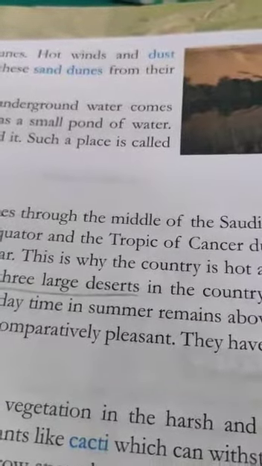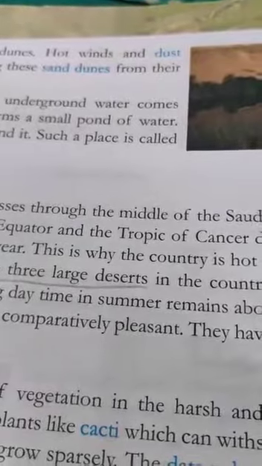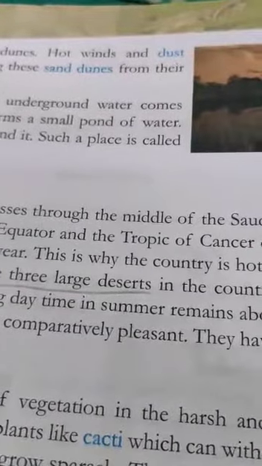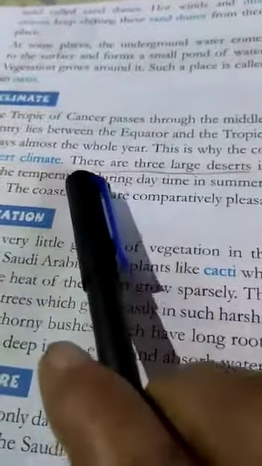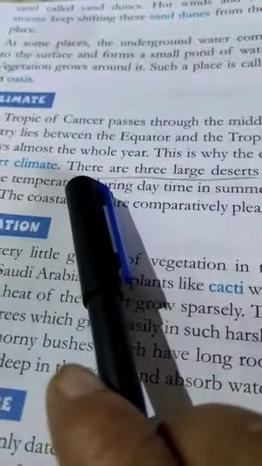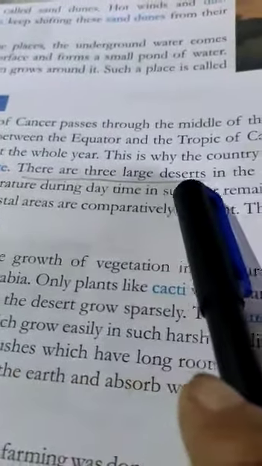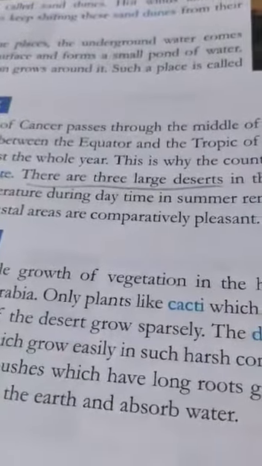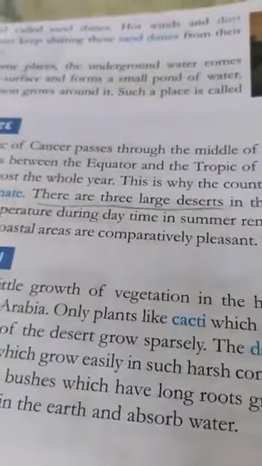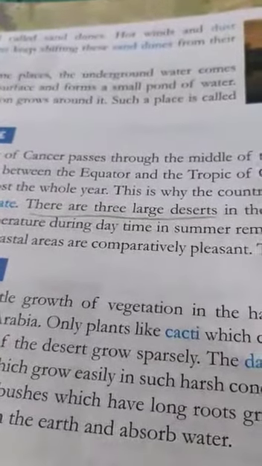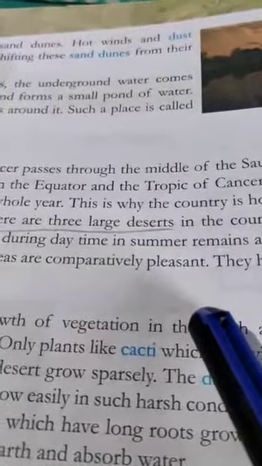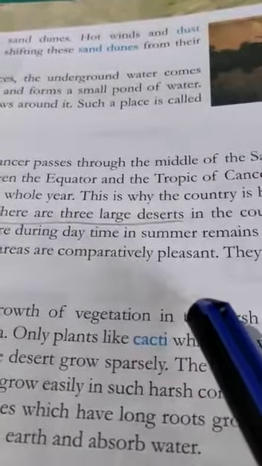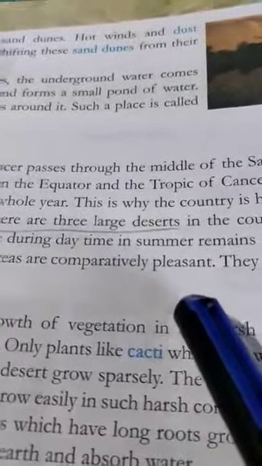In Saudi Arabia, there are 3 large deserts. You can see here, I have underlined 3. You can also underline in your book. There are 3 large deserts. We don't know which they are, they have not mentioned in the book. But if we go and visit in future, you can see which are there. They also get very little rainfall there in the desert.